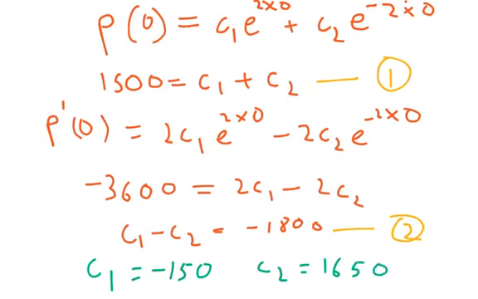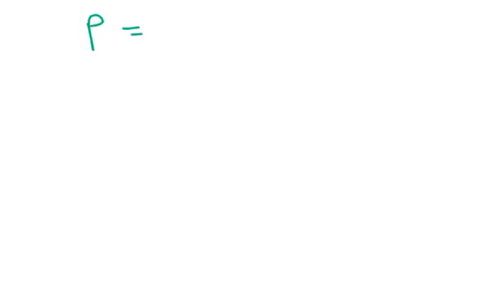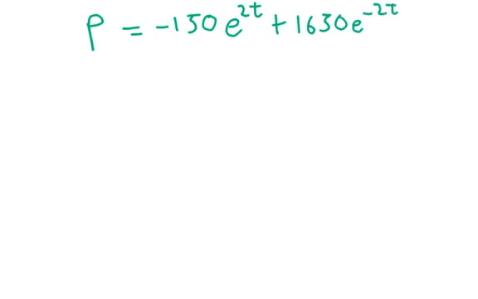So the equation for p, we can rewrite as p is equal to minus 150 e raised to 2t plus 1650 e raised to minus 2t. So now let us solve for q. Let us derive the same equation as we did for p. Again we have q dash is equal to minus p. So q double dash will be minus p dash, which is equation 4.